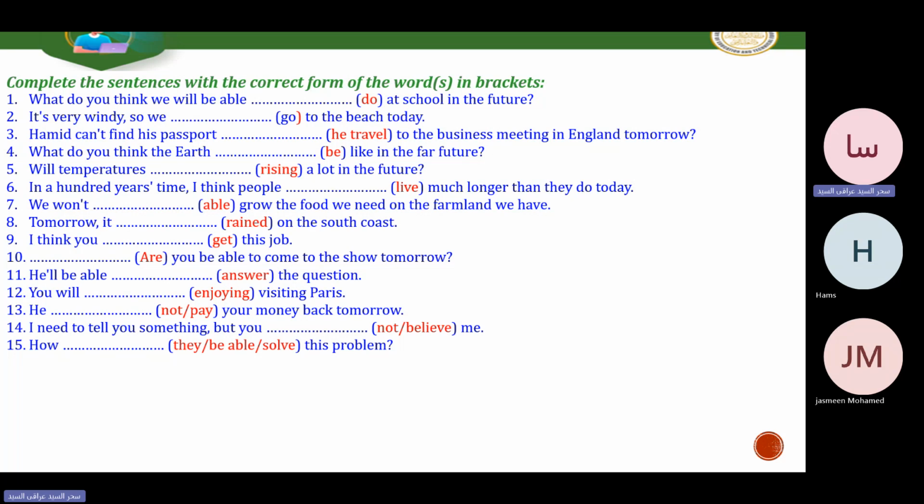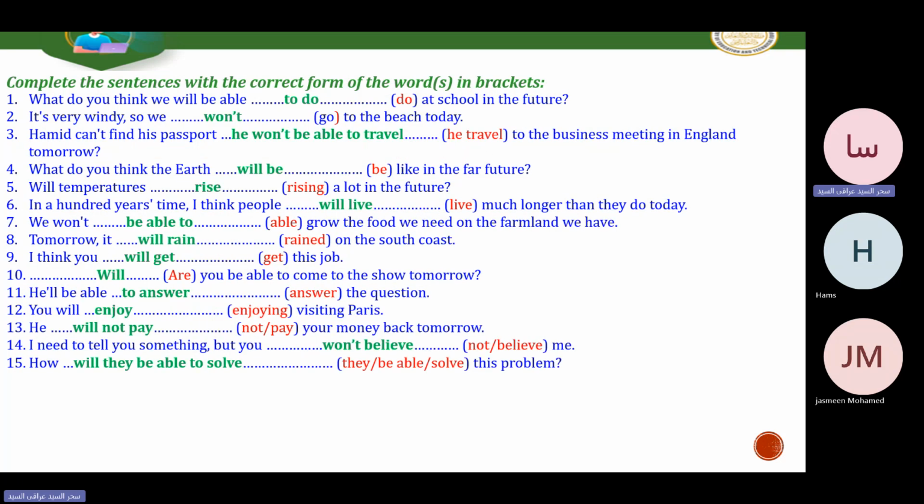Okay, let's check our answers. Number one: what do you think we will be able to do at the school in the future? Of course, will be able should be followed by to plus the infinitive. It's very windy, so we want to go to the beach today. Quick decision: we want to go to the beach. It's windy. Or we want to be able to go to the beach. Both of them are correct. Hamid can't find his passport, so he won't be able to travel to the business meeting in England tomorrow. Won't be able to travel.